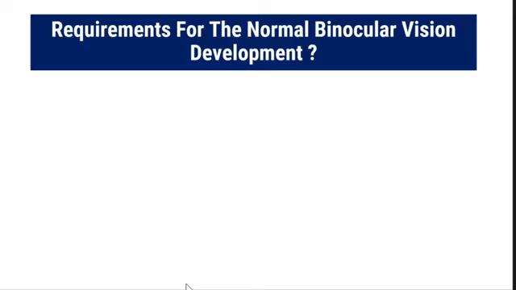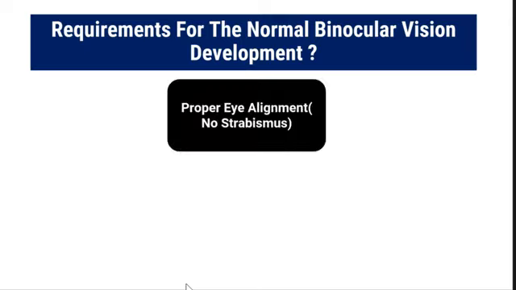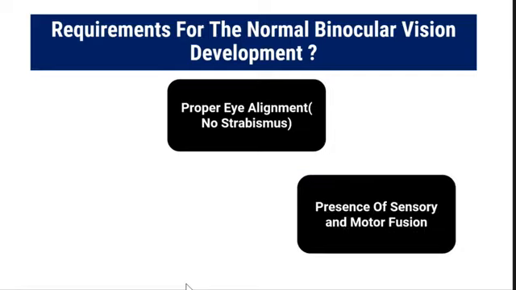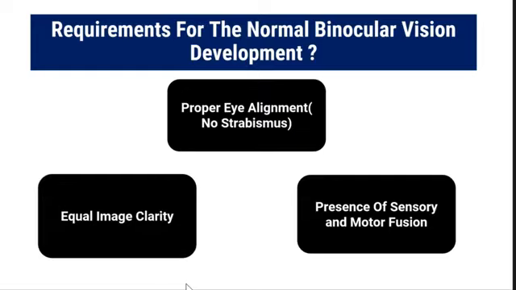Now, what are the requirements for the normal binocular vision to develop? Number one is that the patient or the person should actually have a proper eye alignment. That means there should be no squint. Second, there should be presence of sensory and motor fusion. And third is that there should be equal image clarity from both the eyes.